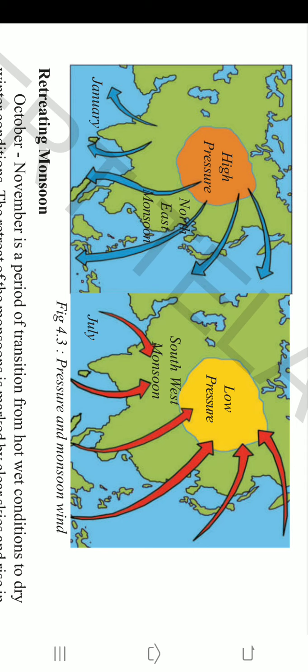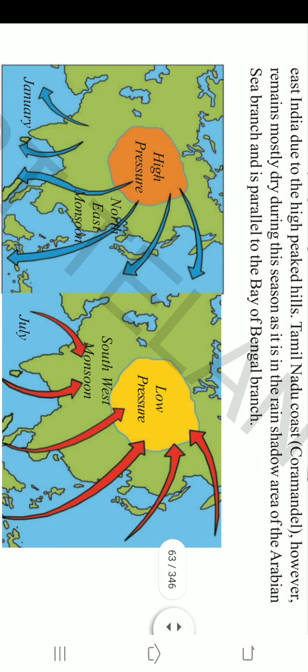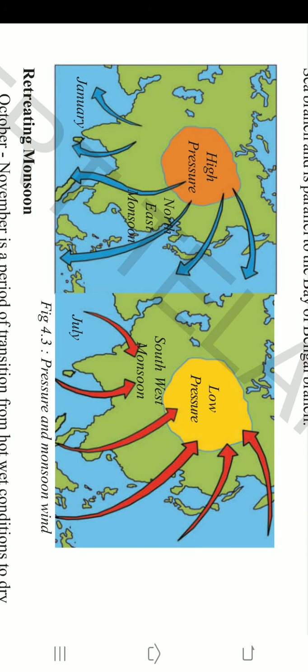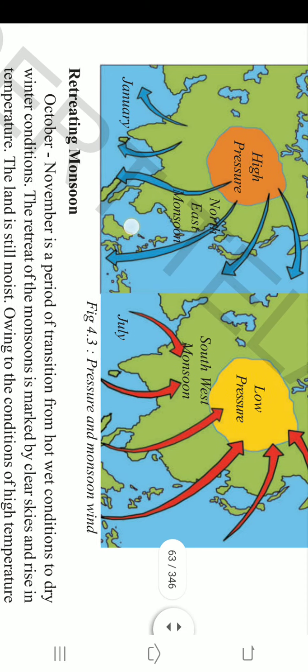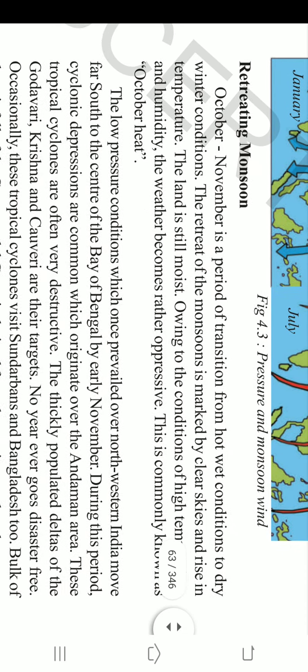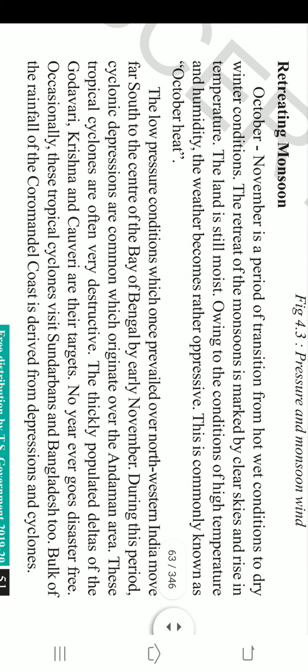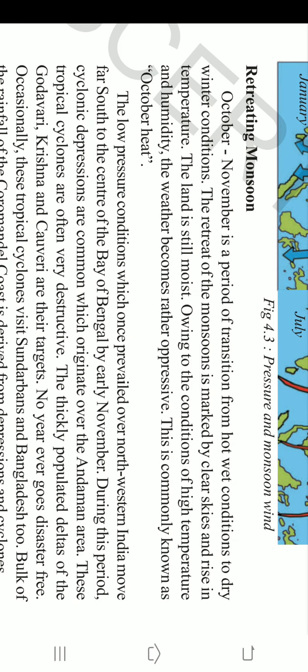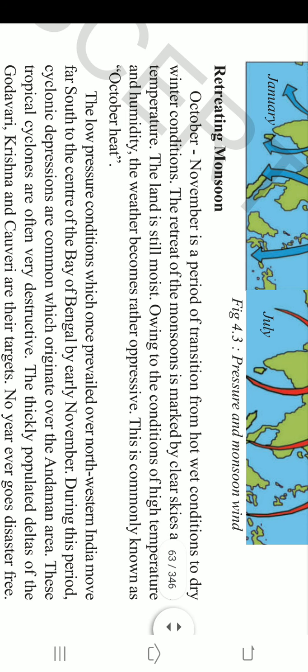After touching the Himalayan mountains, it starts coming back. When it starts coming back, the direction is changed from southwest to northeast. So those are called northeast monsoons. As the direction changes and reverses, it is called retreating monsoons. Understand? So low pressure conditions once again prevail over northwestern India and move far south to the center of the Bay of Bengal by early November.